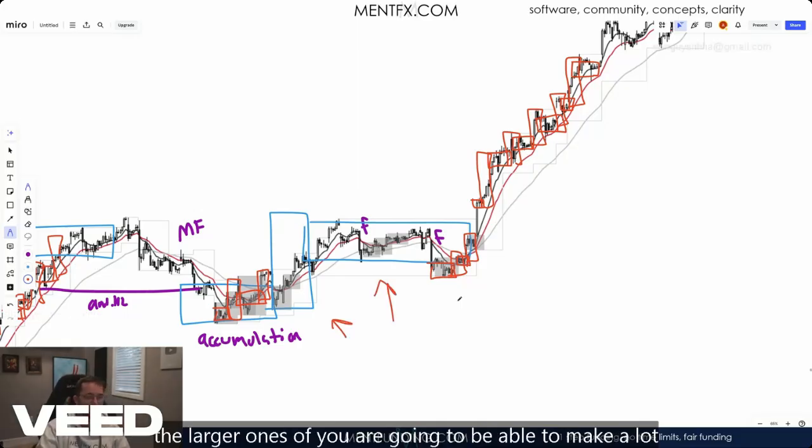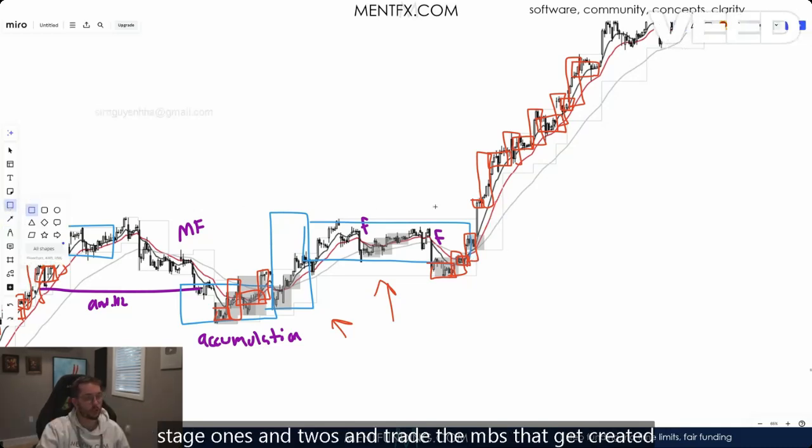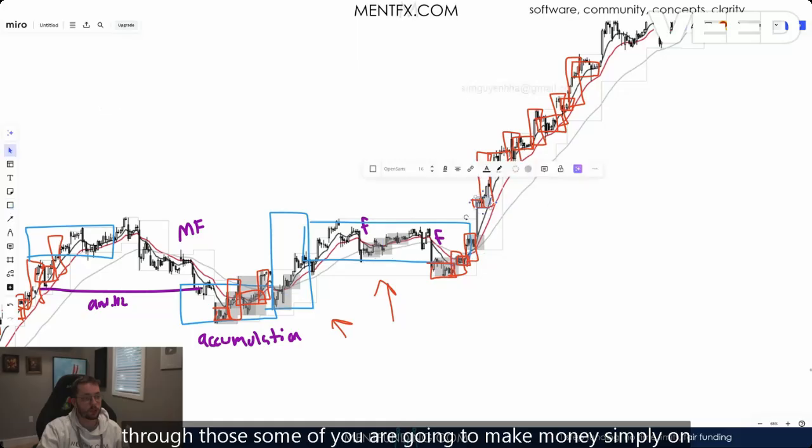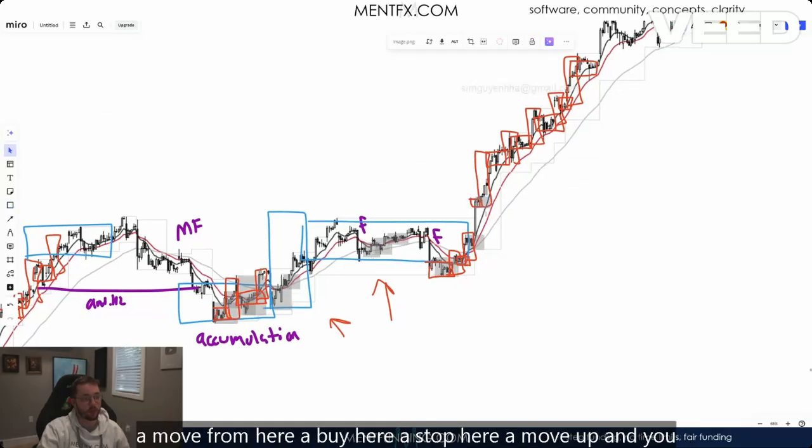Some of you are going to be able to make a lot more money and understand that your system is going to make a lot more money if you wait for the fractal delivery of stage 1s and 2s and trade the MBs that get created through those. Some of you are going to make money simply on a move from here, a buy here, a stop here, a move up, and you get out here.